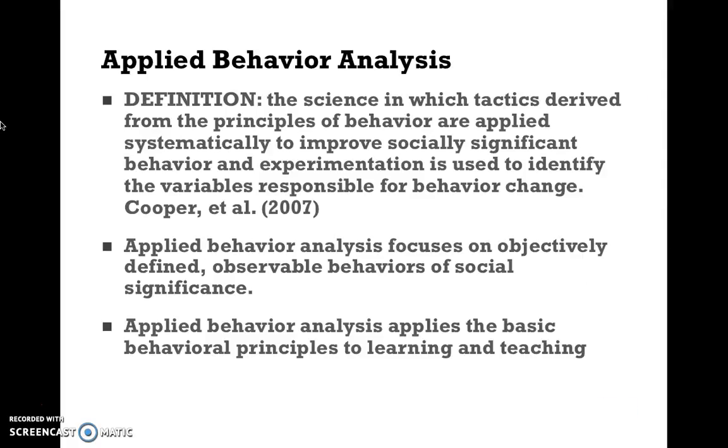ABA is the science in which tactics derived from the principles of behavior are applied systematically, keyword being systematically, to improve socially significant behavior, and experimentation to identify the variables responsible for the behavior change. It focuses on objectively defined observed behaviors and applies the basic behavioral principles to learning and teaching. There are a lot of big words there, so here we go to explain.